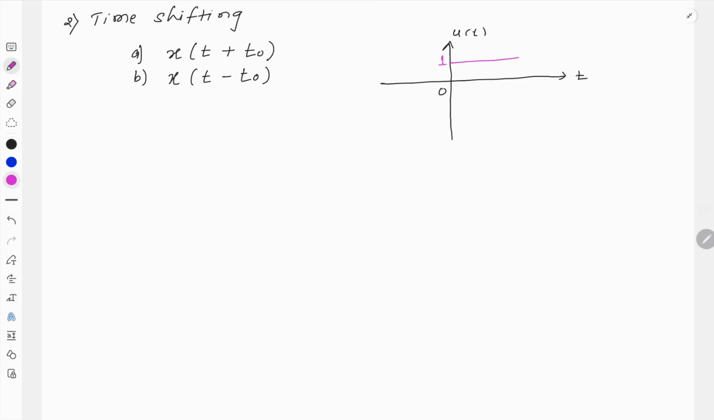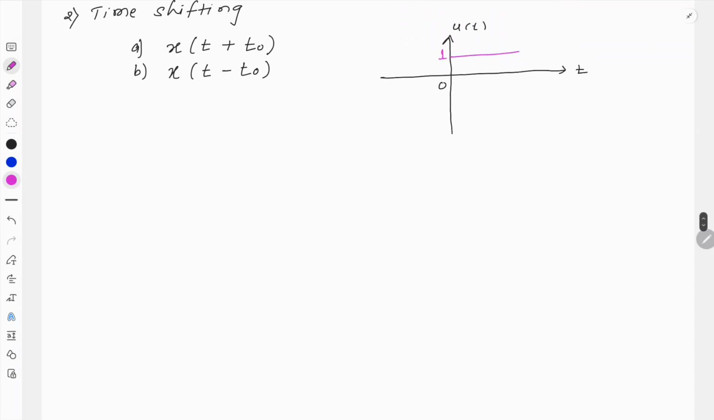This is the unit step signal, and now I need to draw a shifted version of this unit step. Let's say I need to draw u of t plus 2. Now see, just simply remember that whenever we have a positive shift, that is t plus 2, our signal will be shifted towards the negative direction by that amount.